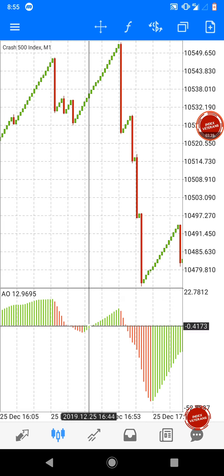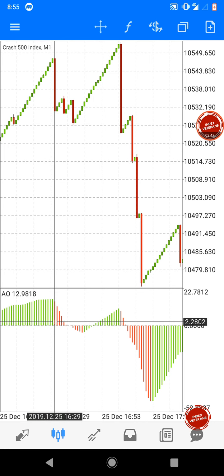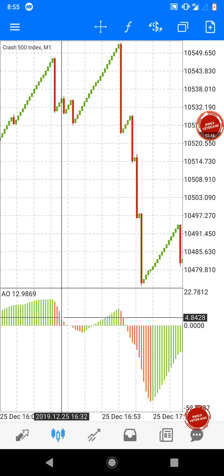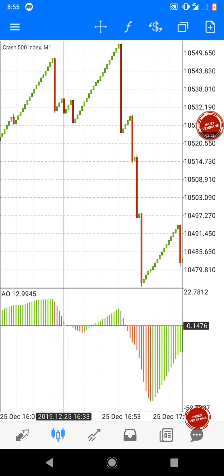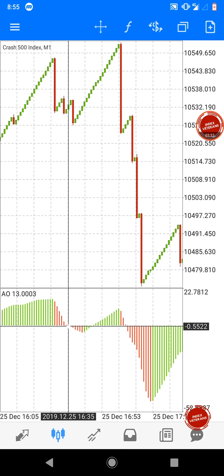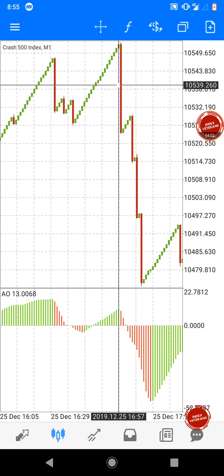Don't sell when the AO is crossing from the negative side to the positive side, because it indicates a buy. But when it's going from the positive side to the negative side with a value down, because red indicates value down, it usually determines a sell, especially when the crash 500 is in a downtrend.